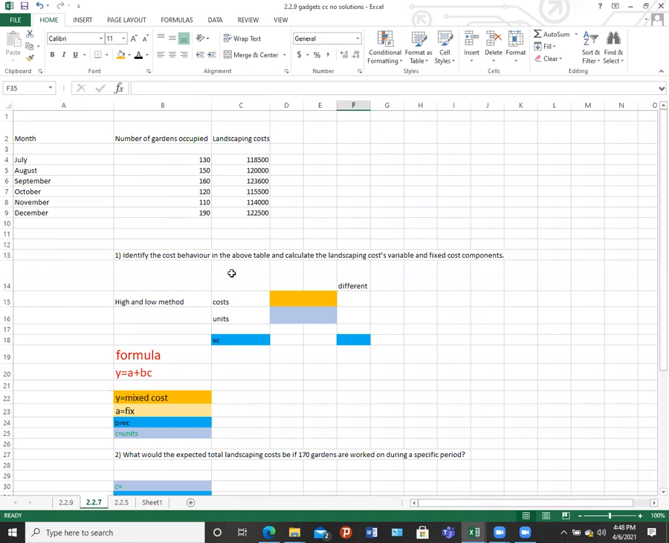Okay, guys. Here, guys, we have given months and the number of length of garden occupied and landscaping cost. Here, guys, we are required to identify the cost behavior in the above table, and then calculate the landscape cost variable and fixed cost component. Ne?